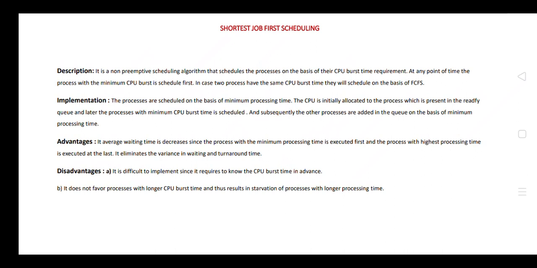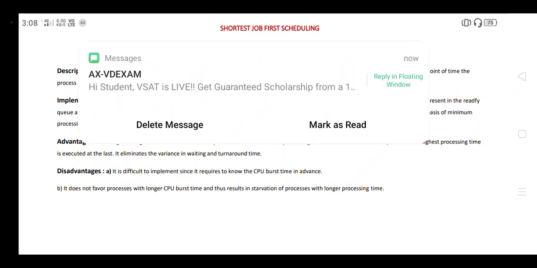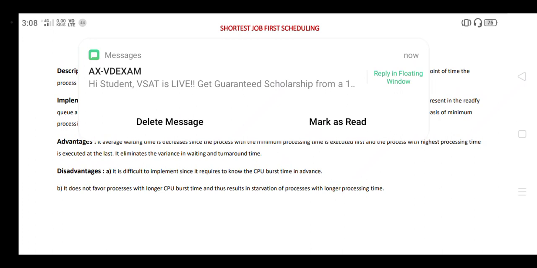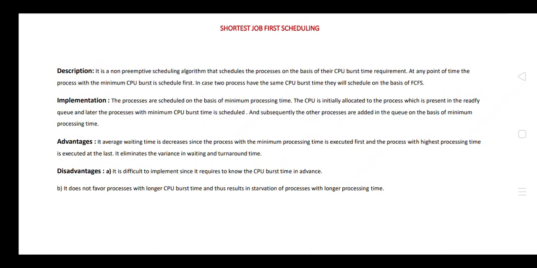And the disadvantage is that it is difficult to implement, since it requires knowing the CPU burst time in advance, which is practically difficult to do. So that is one disadvantage. And another one is that since we are executing the processes with minimum CPU burst time first, the processes having the maximum CPU burst time are starved. Starvation means there is a possibility that they will never get the CPU. That starvation part we will discuss when we study the deadlock unit.